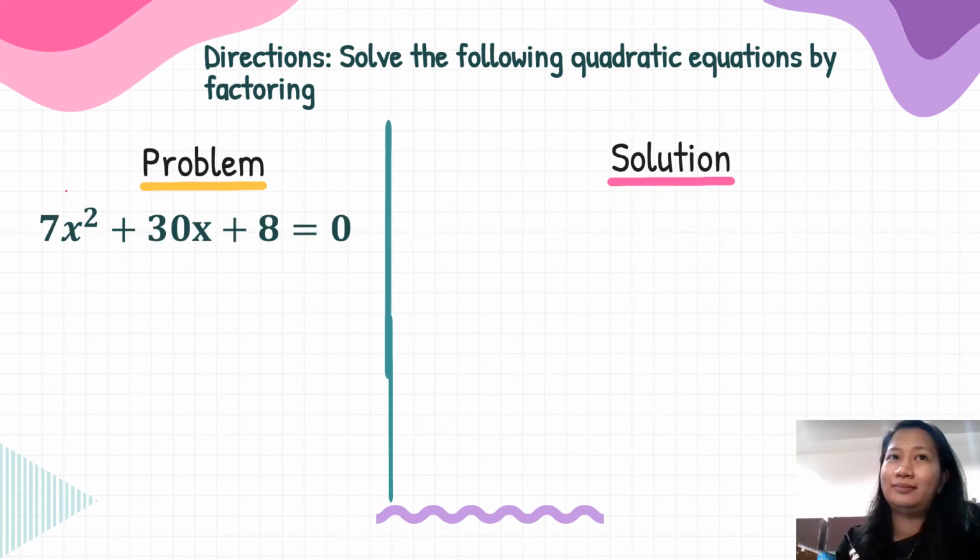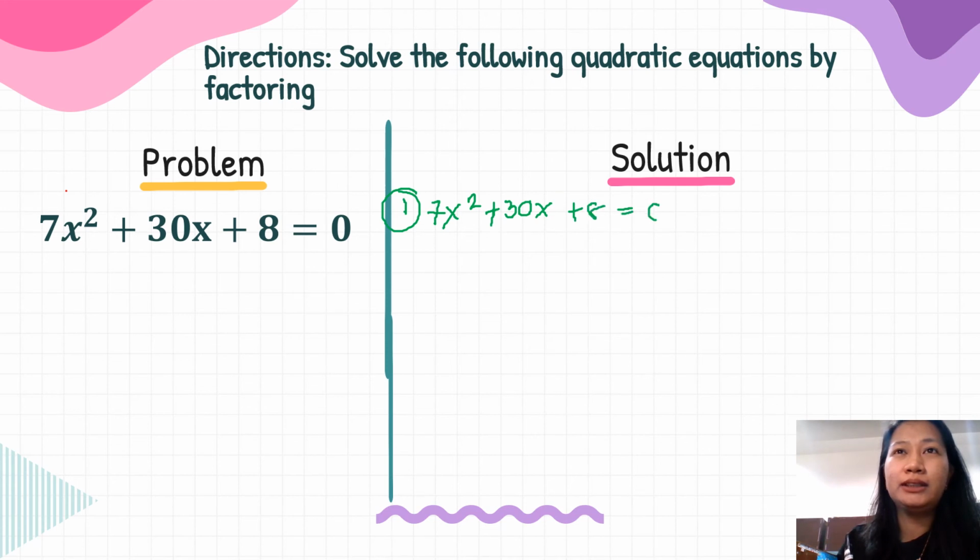Okay, now let's have the last example. Last example na po tayo ha. Okay, so the first thing we will do is, ang una natin gagawin ay gawing standard form yung ating equation. Is the last example in standard form already? Yes, it is. So, isusulat lang po natin 7x squared plus 30x plus 8 equals 0.